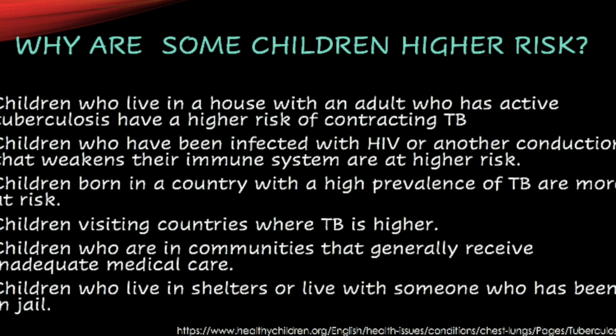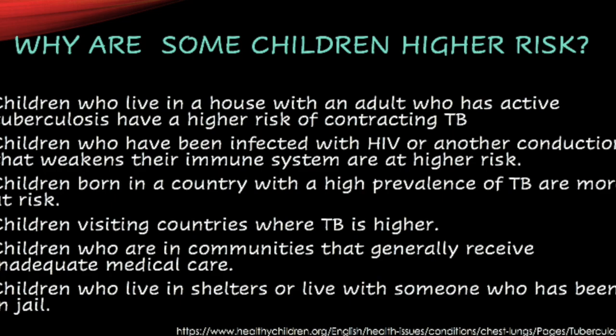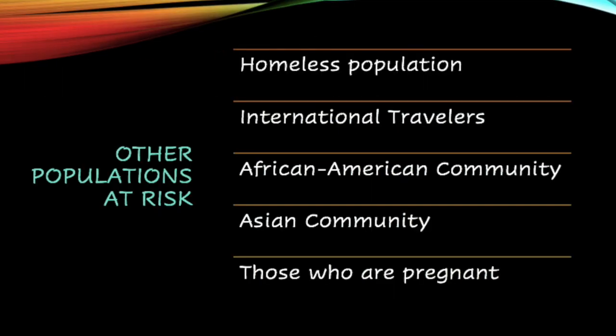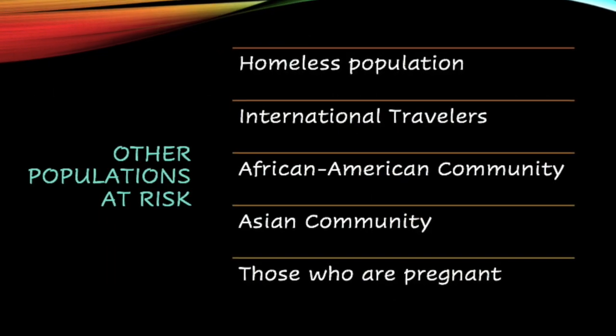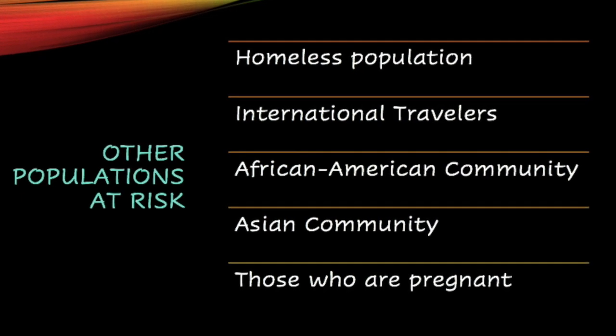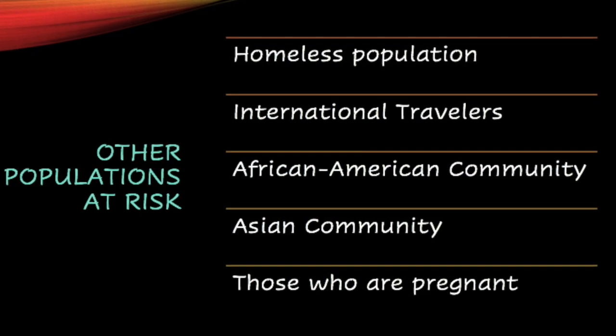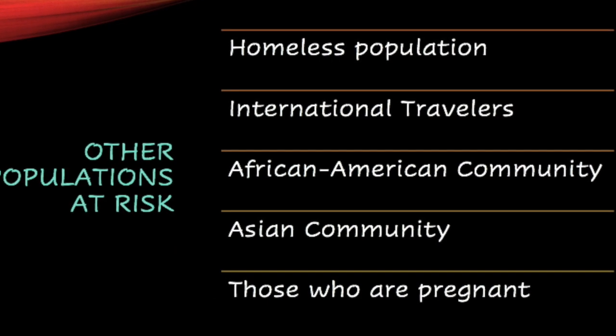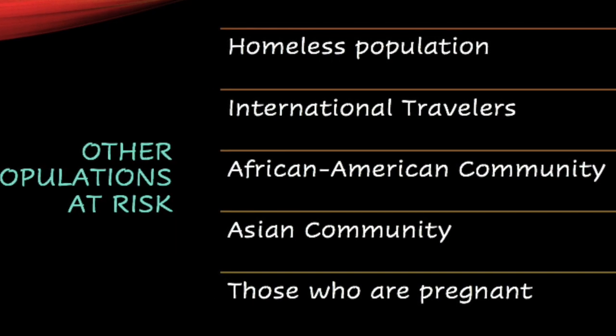And then the children that are born into jail, that puts them at a higher risk as well. And then this just points out some other populations that are at risk. Those that are homeless, those that travel internationally, the African American community, the Asian community, and those who are pregnant are also other populations that are at risk for catching TB.